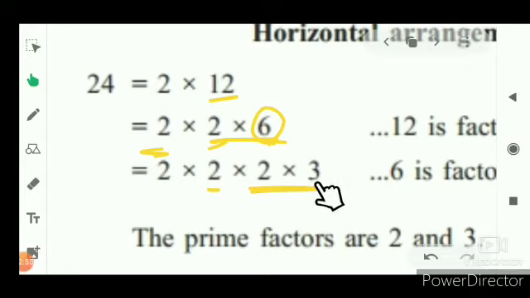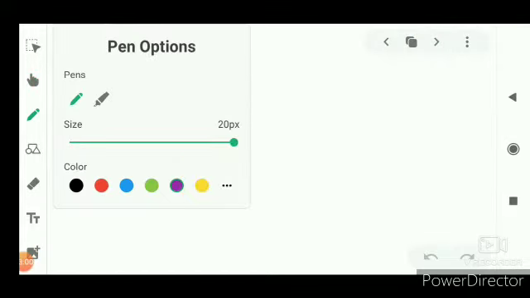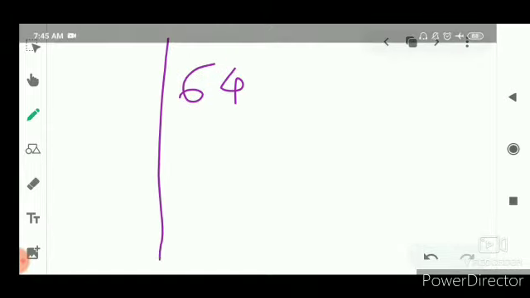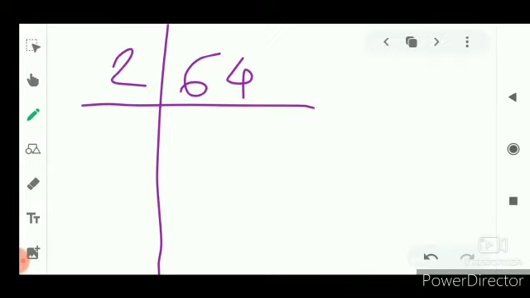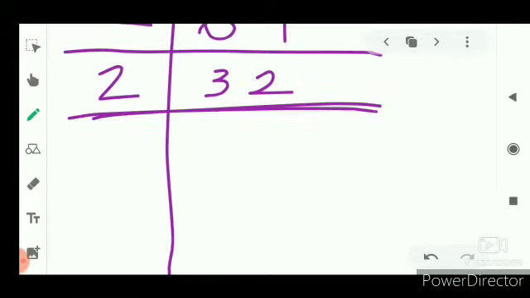Let's see one more example, 64. Yes, 64 is divisible by the smallest prime number, that is 2. So 2 3s are 6 and 2 2s are 4. We get 32. Now we check by which number this 32 is divisible. Yes, it is divisible by 2, so we again divide 32 by 2 and we get 16.